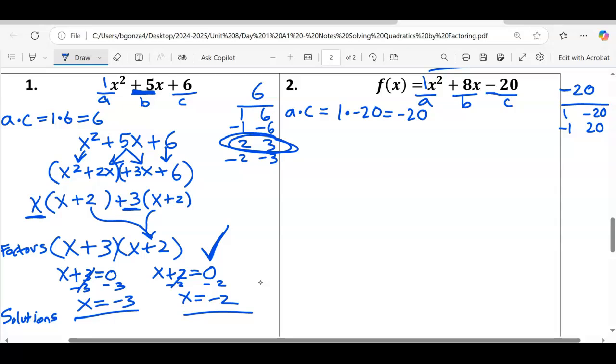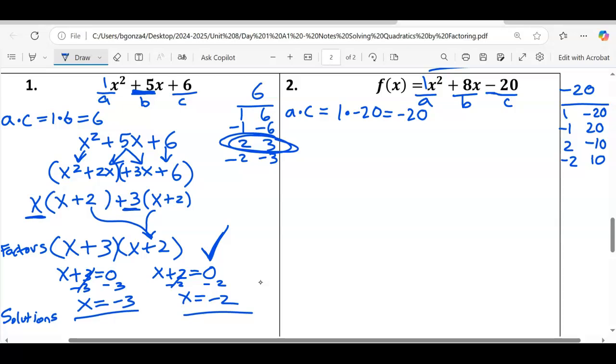So after 1, let's try 2. 2 times what is negative 20? Negative 10. Also negative 2 and positive 10. 3, you can try, okay, but if you did 20 divided by 3, you wouldn't get a whole number, so 3 doesn't work. What about 4?